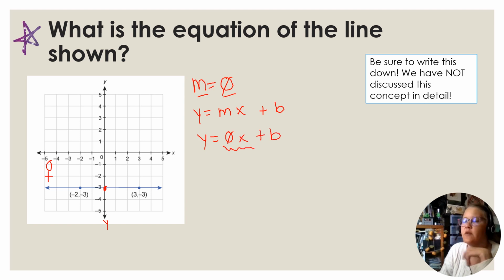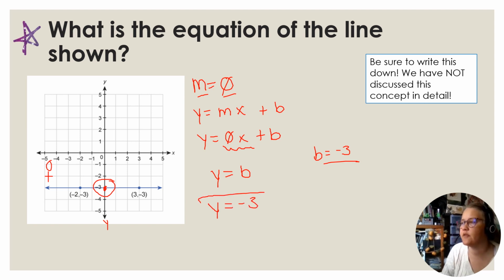What does that mean? That means we have no x's. x times 0, or anything times 0, is 0. So this would then become y equals b. Let's find our b. We need to replace b with a number. It's -3. This one would simply just be y equals -3.